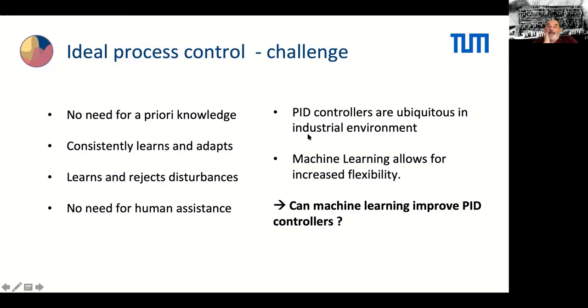As I said earlier, PID controllers are ubiquitous in industrial environments. And we also know that machine learning holds the promise to give us more flexibility and higher levels of automation when it comes to dealing with complex, maybe dynamical and even nonlinear systems. So the question is, can machine learning and tools for machine learning improve PID controllers along the lines of these challenges? And that is what the study was about.